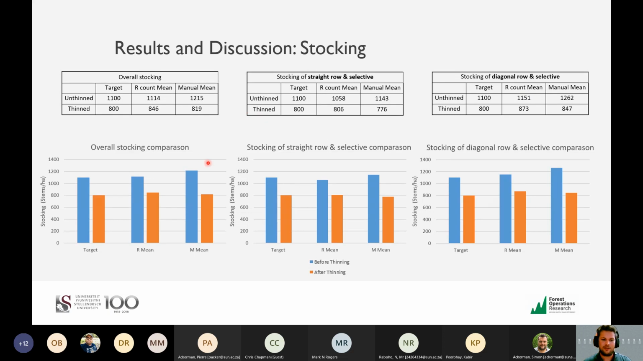And down below are 3 graphs to represent this visually. As we can see, the UAV data collected versus the manual data collected trails closely to the target values in straight and diagonal row thinnings.